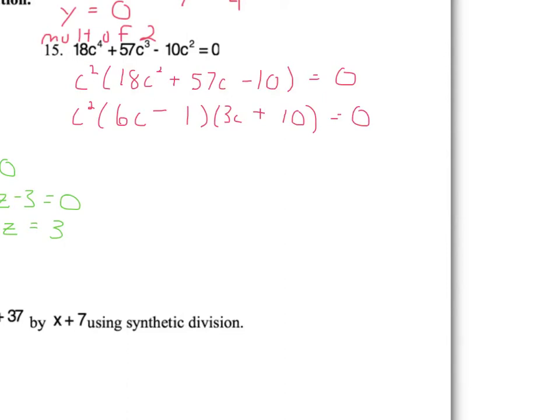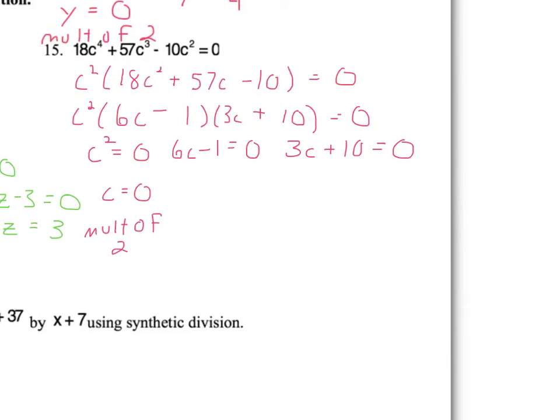Okay, so then I want to take each piece and set it equal to 0. So c squared equals 0. 6c minus 1 equals 0. And 3c plus 10 equals 0. So c will equal 0, and that will have a multiplicity of 2. And c will equal 1/6, and c will equal negative 10/3.